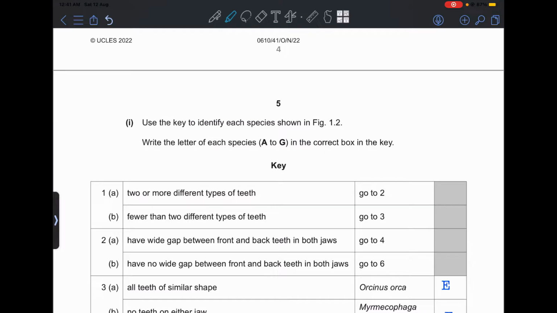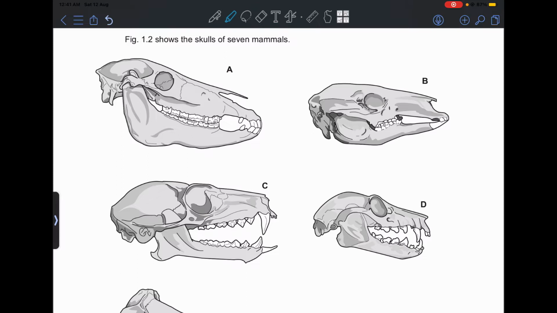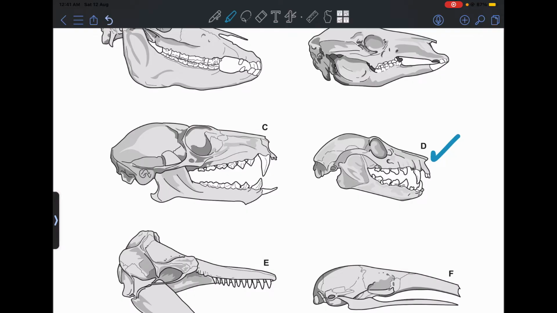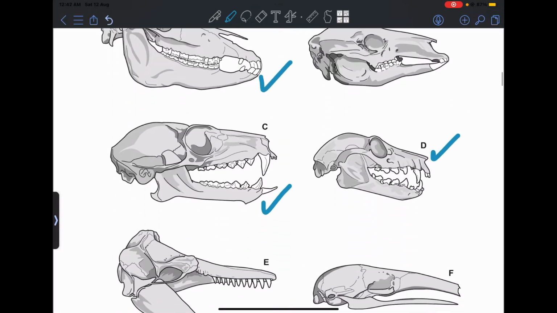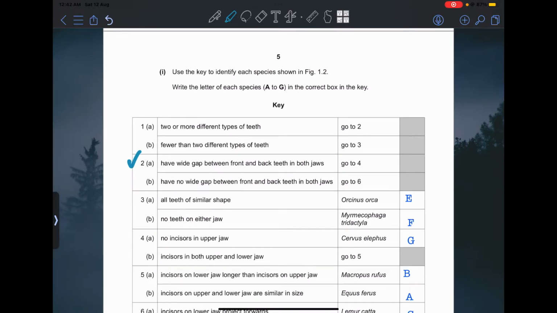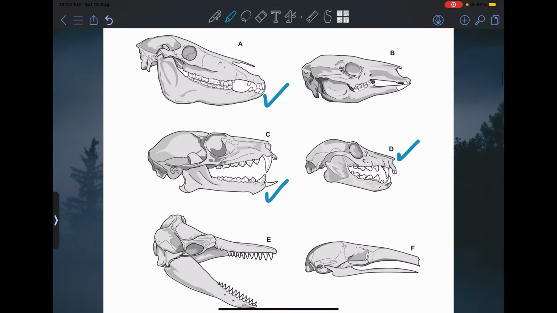1a says 2 or more different types of teeth. Go to 2. Now we're going to be going to 2, which is this one. 2a says have a wide gap between front and back teeth in both jaws. So we have to look first at the species over here that have two different types of teeth. I can see that this one has 2 different types of teeth, as well as this one, and this one, and this one as well. So we have A, C, D, and G. So have a wide gap between front and back teeth in both jaws. Go to 4. We can see that this one has a wide gap, as well as this one.